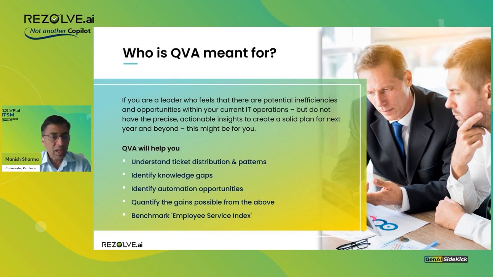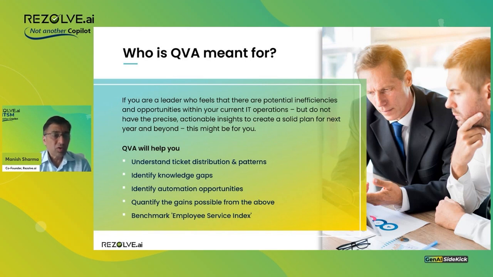So this QVA will help you understand ticket distribution and patterns. It'll help you identify knowledge gaps that exist in your service desk. It will help you identify automation opportunities. There are a bunch of automation opportunities, and it will help you understand that. It will try to quantify the gains that you can make from understanding all of this into actually a dollar figure, and it will try to benchmark the employee service index in your organization. So these are the five things that QVA is going to help you with.